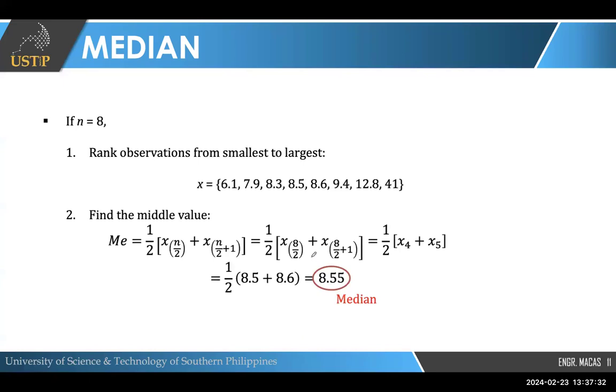Okay, what if n is even? So n is 8. Again, we rank observations from smallest to largest. This is another set of data with, again, an extreme value of 41. So we get the median, that is the average of the middlemost values. So that is 1/2 multiplied by x sub n over 2, here 8 over 2, so that is x sub 4 plus x sub 5. So let's count 1, 2, 3, 4, and then 5. Those two you get the average. So the median of this set of data is 8.55.